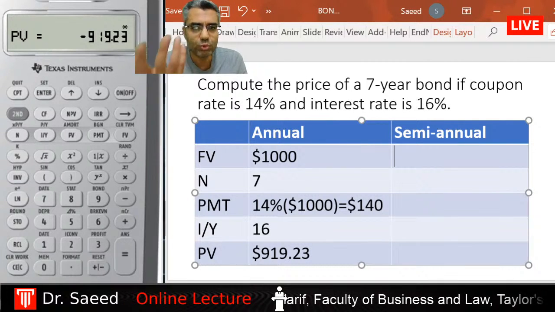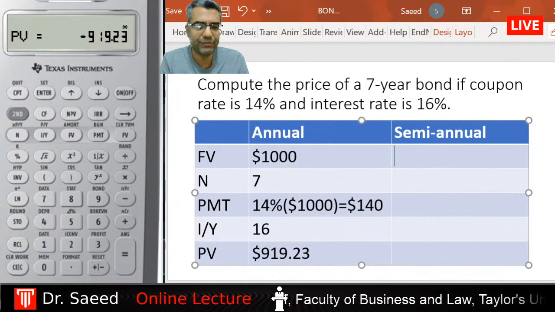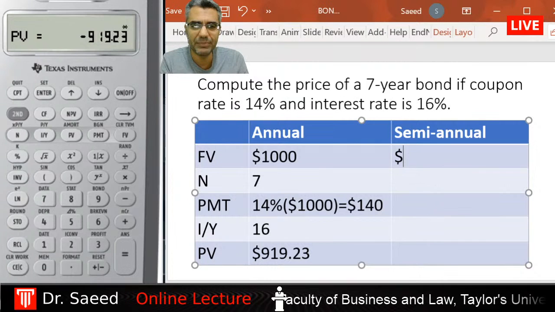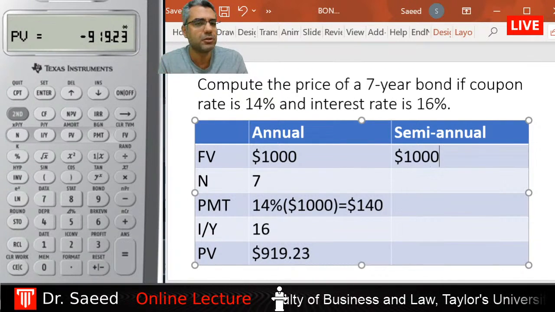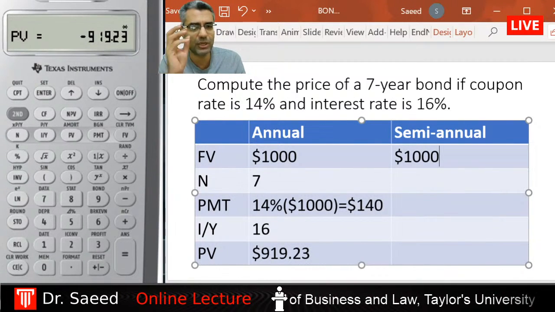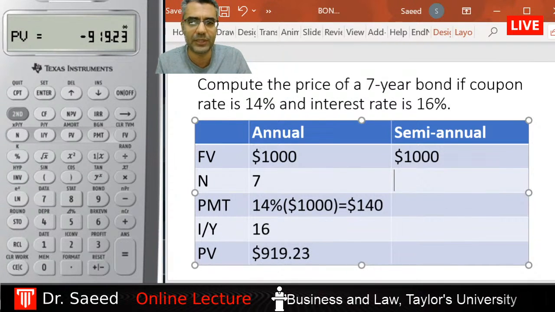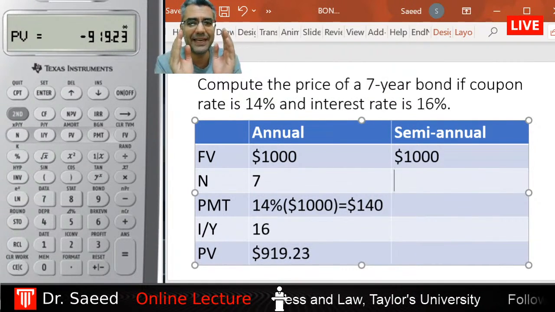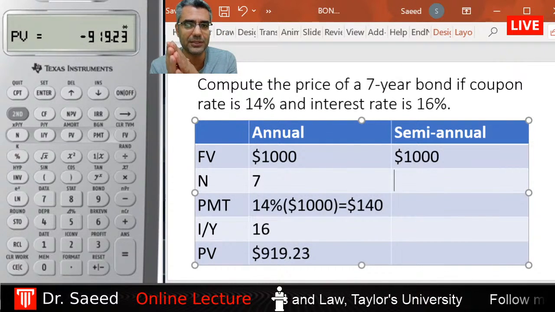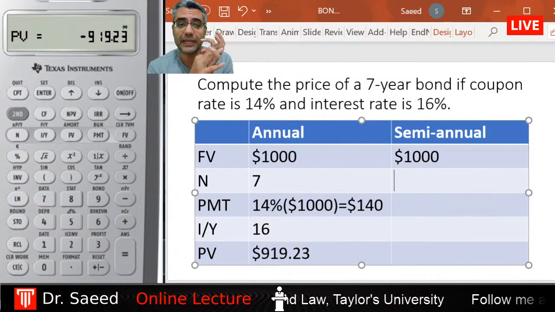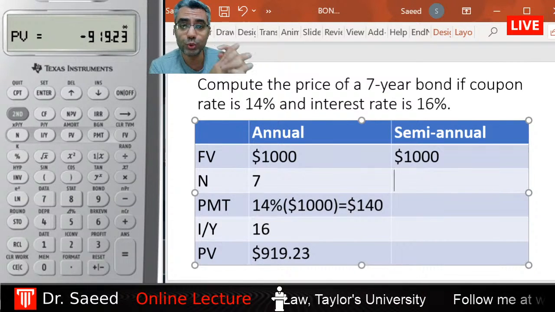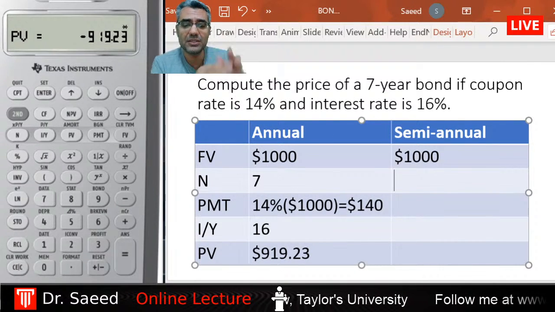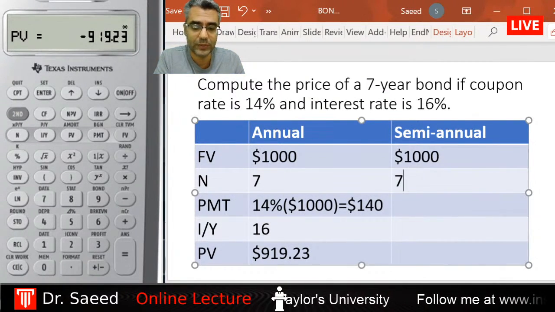This means they pay you twice a year. So future value is the same because it is independent of the period. Future value is a one-time payment at the end, so it's still $1,000. And for the number of periods: when the period is a year, 7 years means 7 periods. But when it's semi-annual, every year there are 2 periods. So 7 years means 14 periods. So 7 multiplied by 2 means 14 periods.